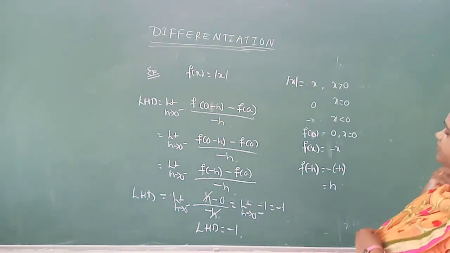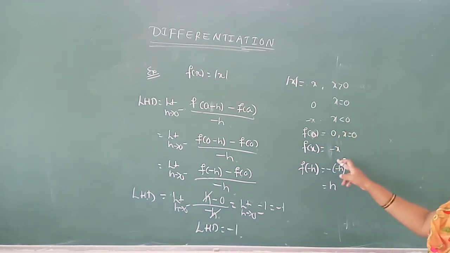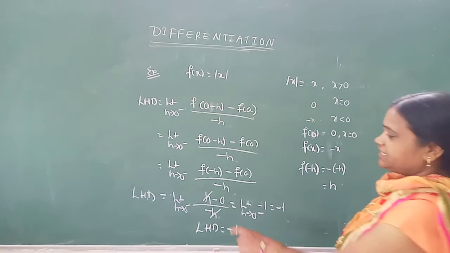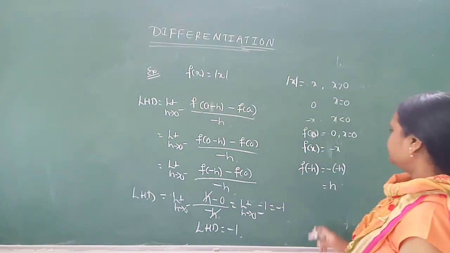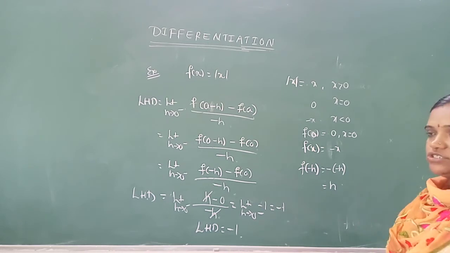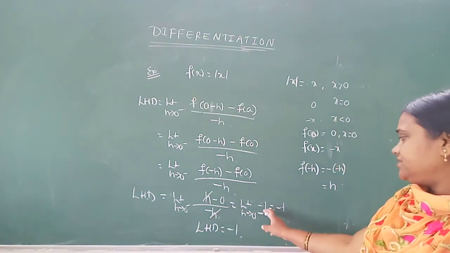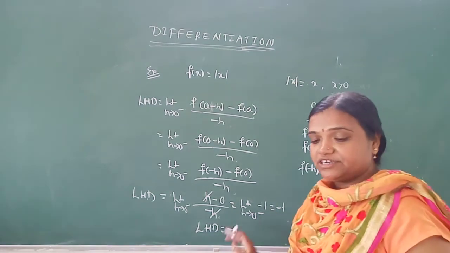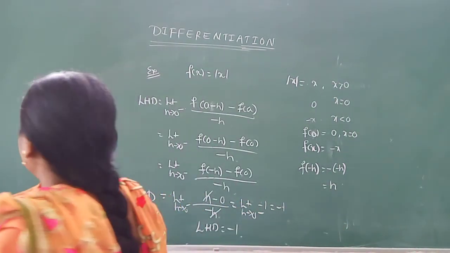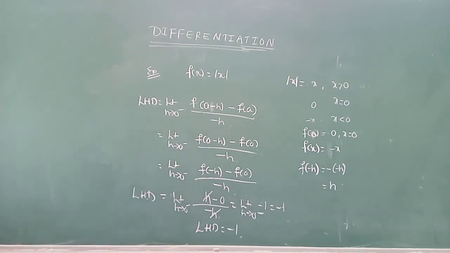Next, f of x is minus x. Why? We are taking x less than 0. For x less than 0 it is minus x. But we need here f of minus h. Correct. And substitute x as minus h. What will we get? Minus of minus h, which is plus h. And we substitute here, divided by minus h. Get cancelled. Minus 1. Therefore, the left hand derivative we get is minus 1. In this way, we can find the left hand derivative. Okay. Please write down this.